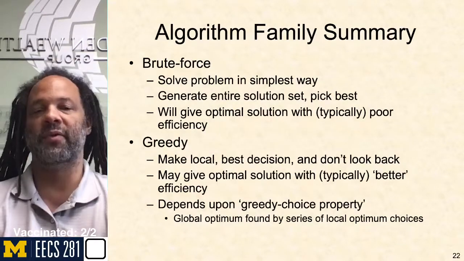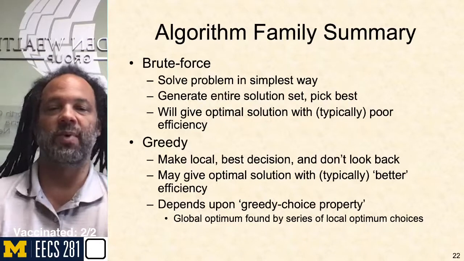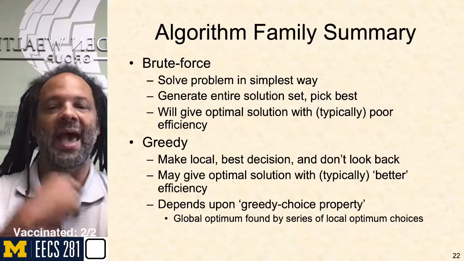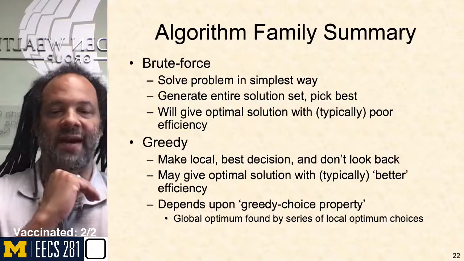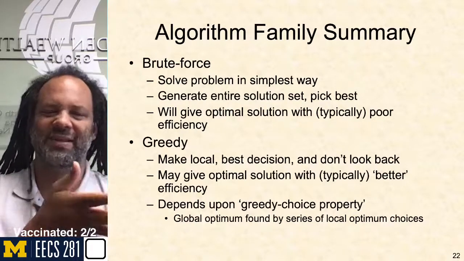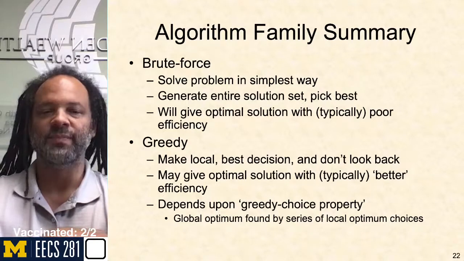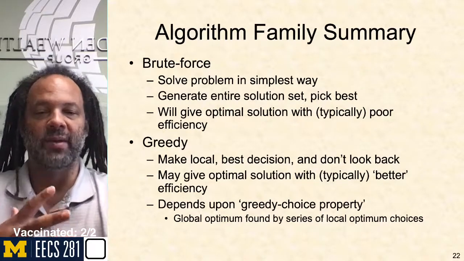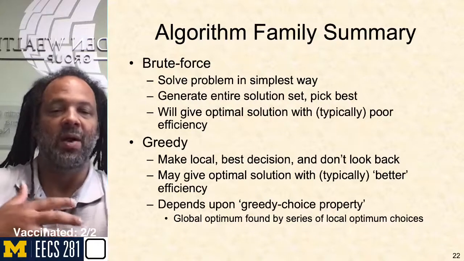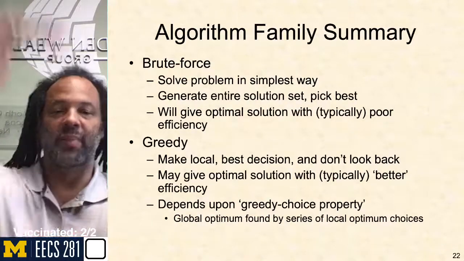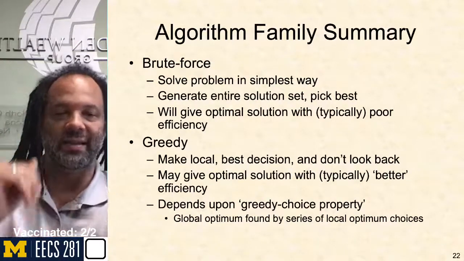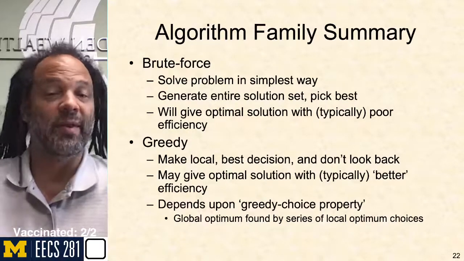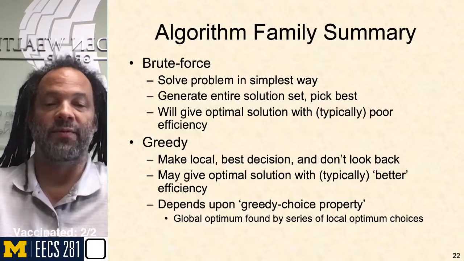You can program many greedy algorithms recursively as well, but oftentimes they're just done iteratively. So here's my summary for these two. Brute force solves the problem simply, generates the entire solution set, picks the best, and then always finds the optimal solution, but typically not very efficiently. The greedy algorithms make locally optimal decisions. The best decision I can make now doesn't look back and doesn't plan too far ahead, just takes the best at this moment. It may give an optimal solution, and it's typically better in efficiency than my brute force.